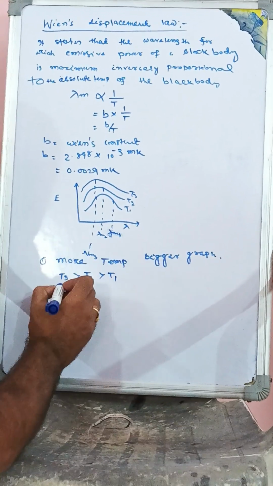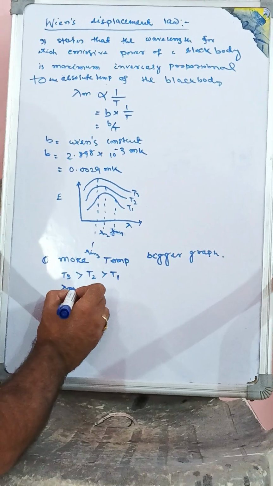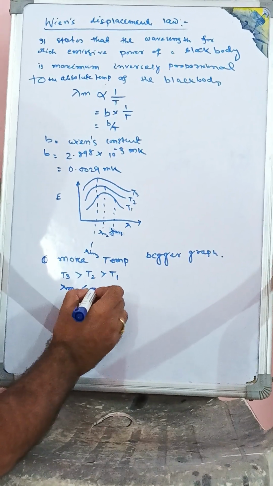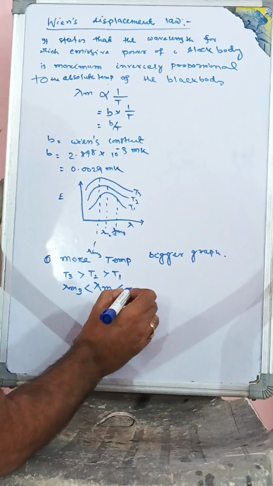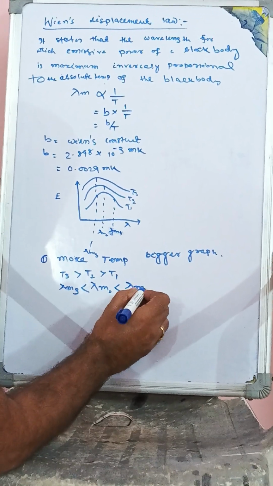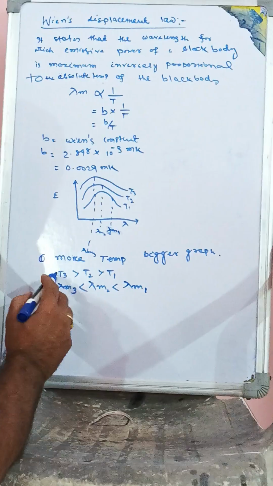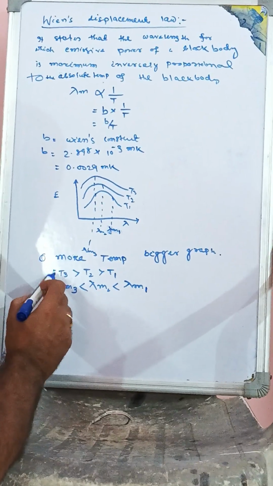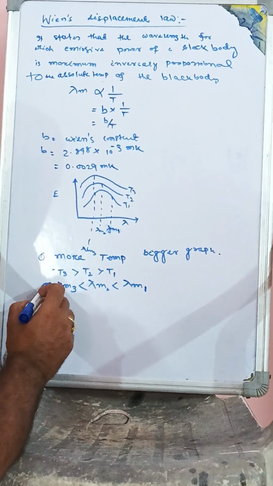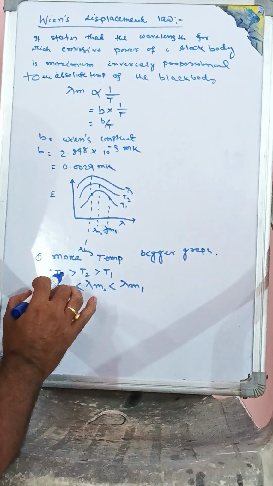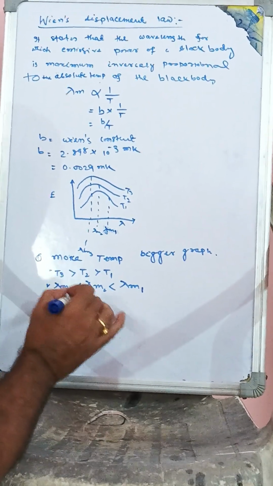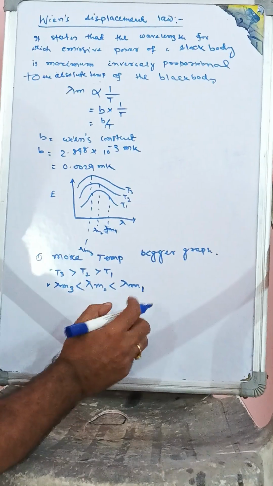So lambda m3 is less than lambda m2, which is less than lambda m1. If temperature increases, then wavelength decreases. If temperature decreases, then lambda increases.